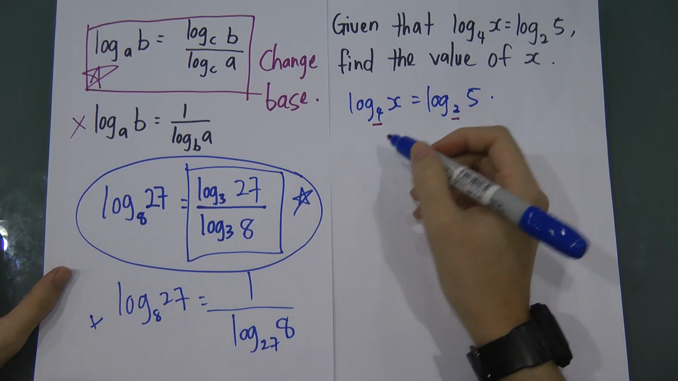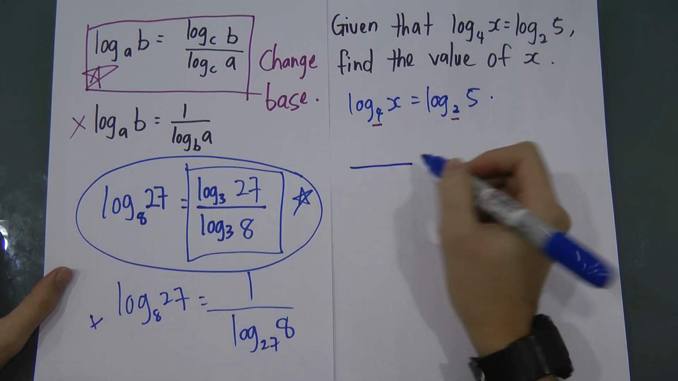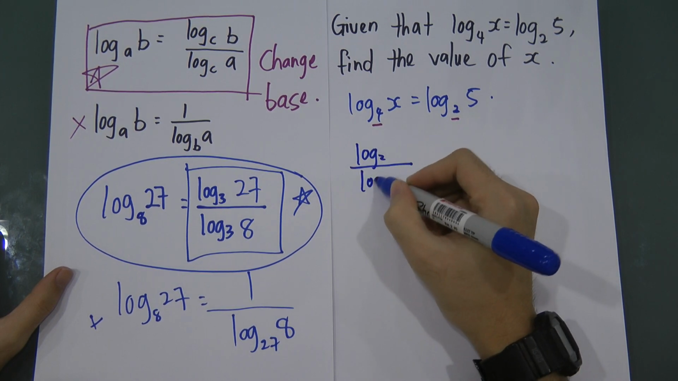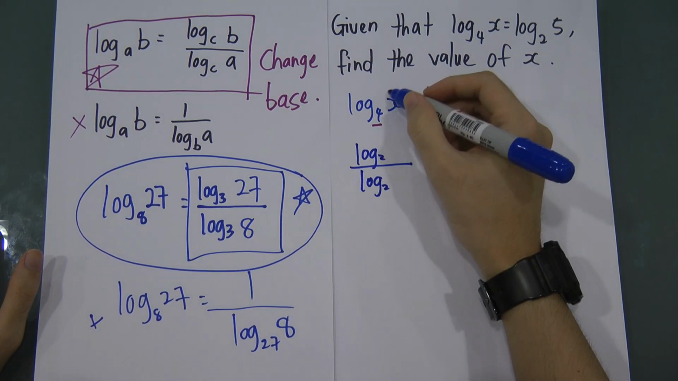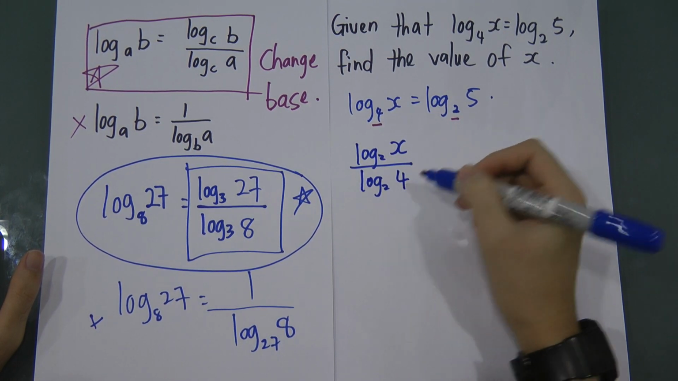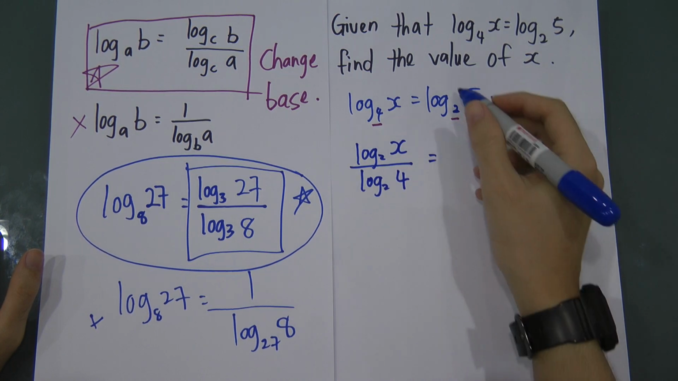Alright, if I want to change this one to base 2, it's very simple. I draw a line, and then I write log base 2, log base 2. And then the bigger number I write at the top, the base I write on the bottom. I have done the process.